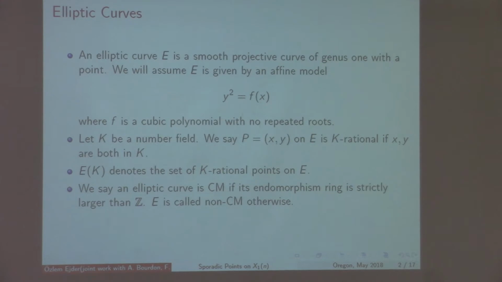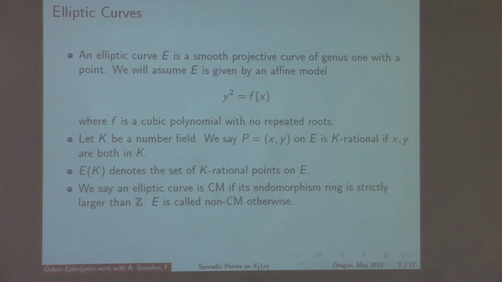And we'll say that if we take a point on this curve, x comma y, if x and y are given in a number field k, then we call it k-rational. Then E of k denotes the set of such k-rational points on E. When k is Q, we say just rational points.